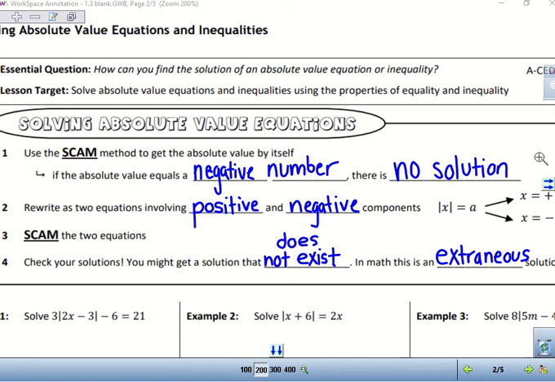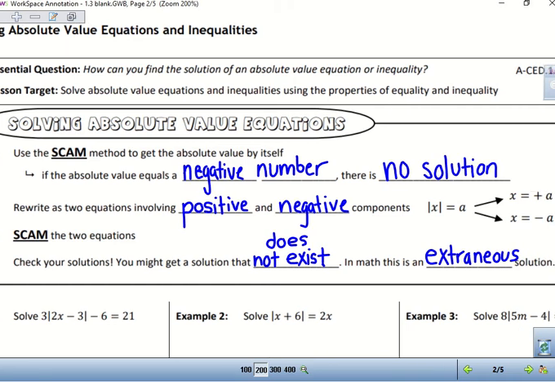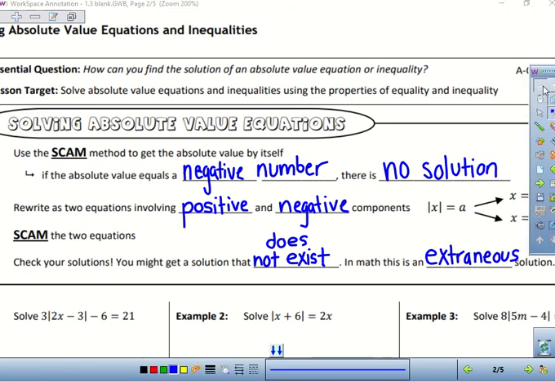equations and inequalities. To get the absolute value by itself, if the absolute value equals a negative number, then there is no solution. Rewrite as two equations involving the positive and negative components. Use SCAM to solve the two equations or inequalities. Check your solutions. You might get a solution that does not exist. In math, we call this an extraneous solution. Okay? Extraneous solutions are solutions that come out, but they don't really exist.